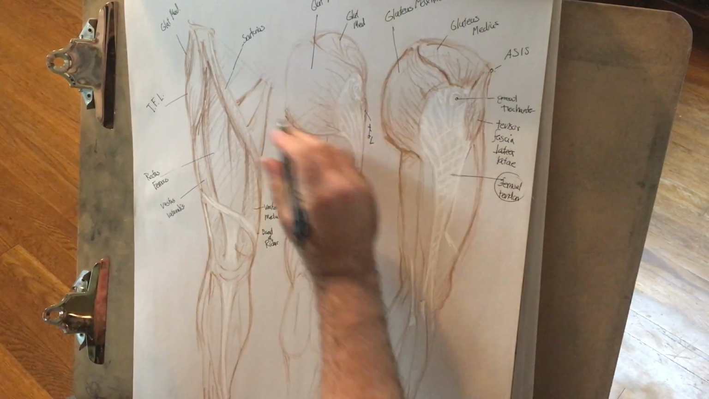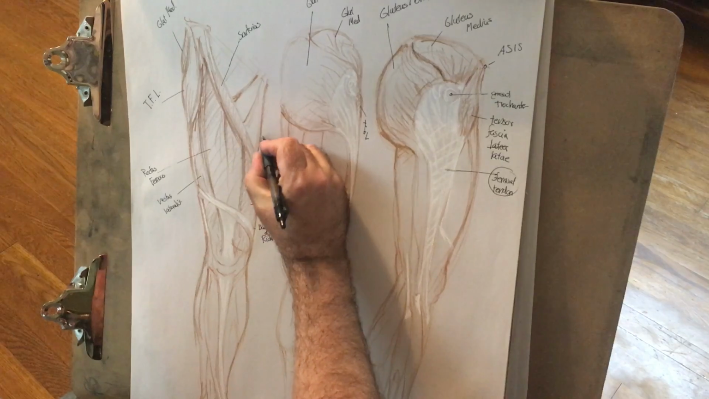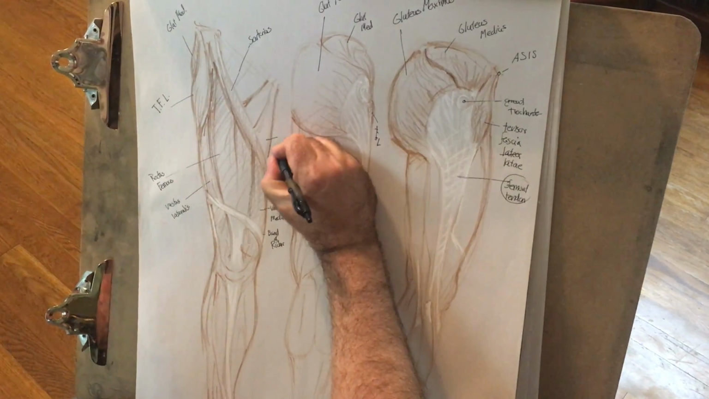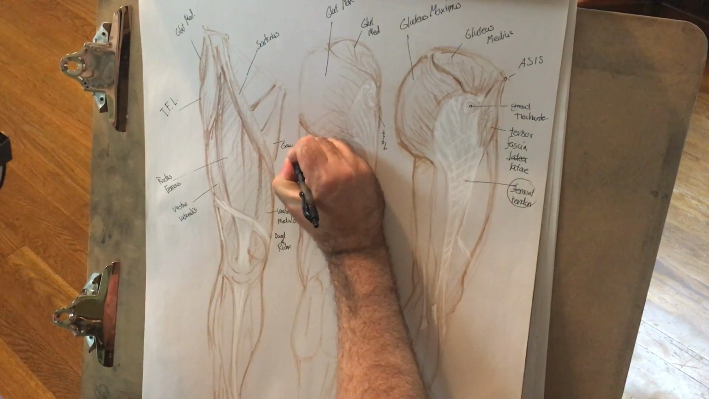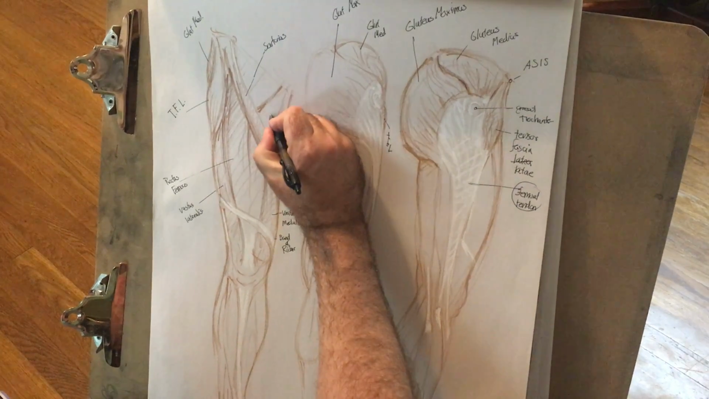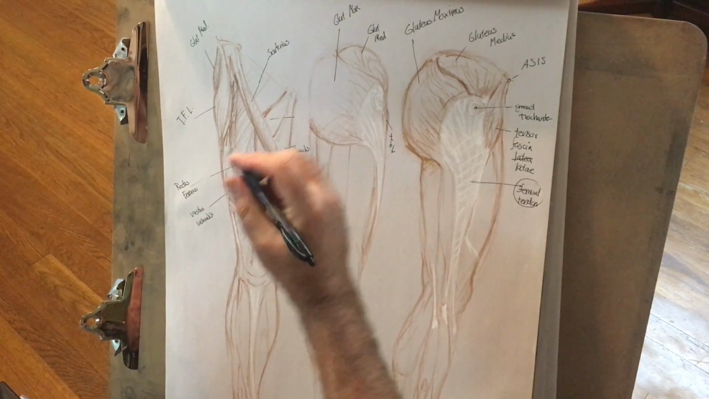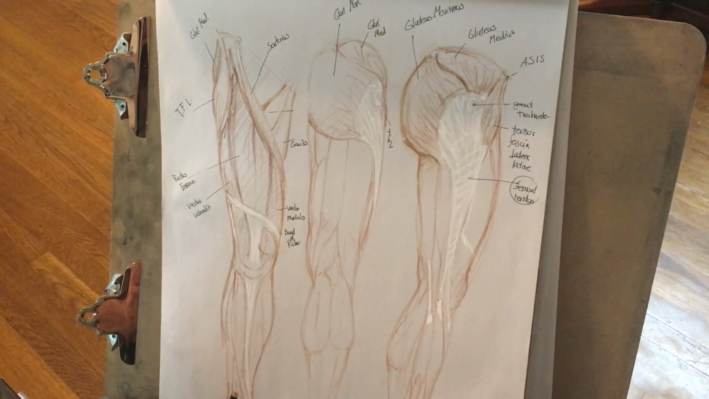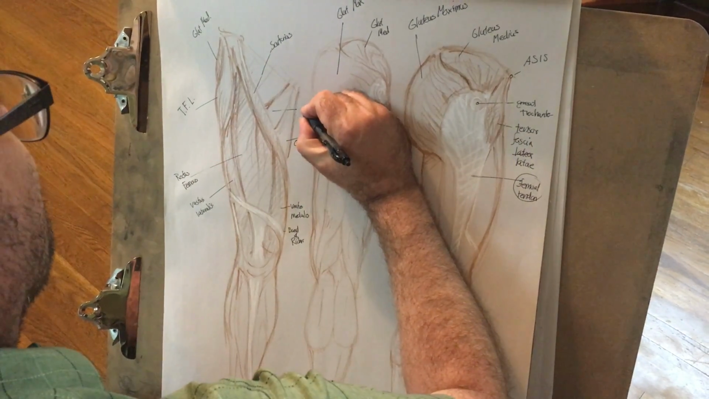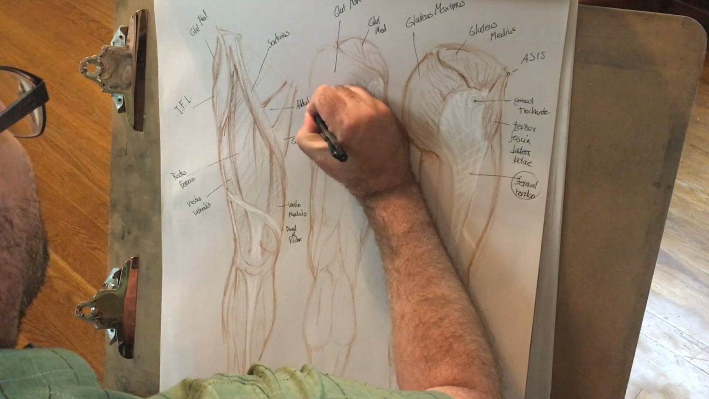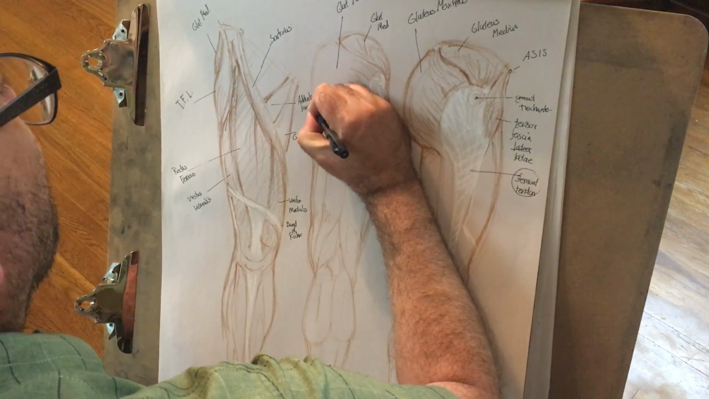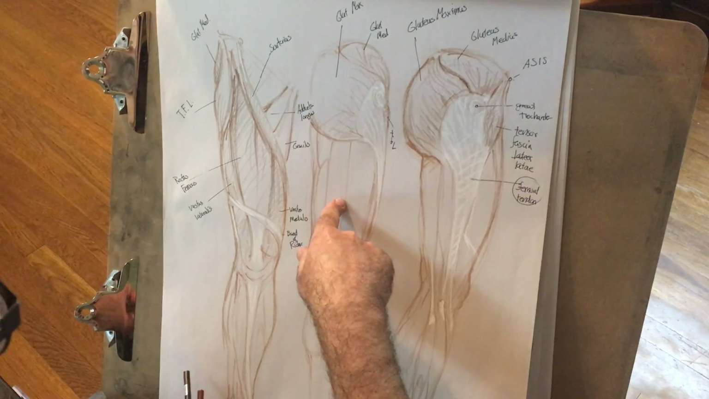Okay, anyway, the adductor group, I'm not going to cover all of them, but this one right here on the side is the gracilis. And then this one right here is the Adductor Magnus, I'm pretty sure. Longus, that's the Adductor Longus. Adductor Longus.